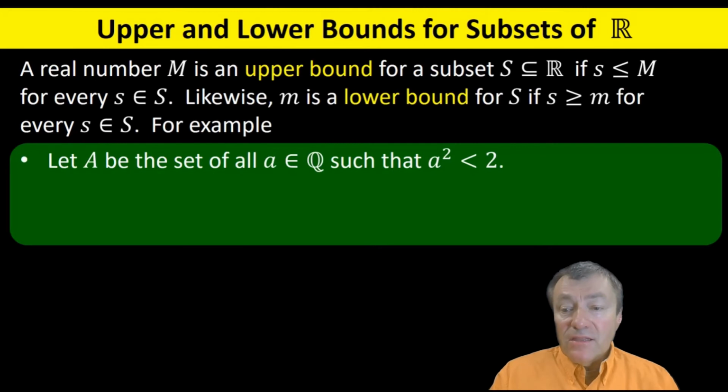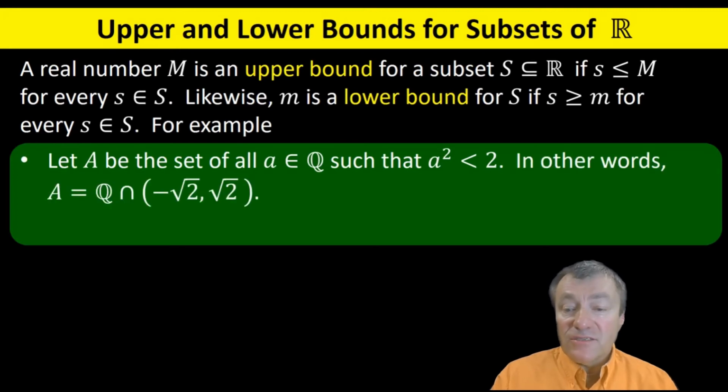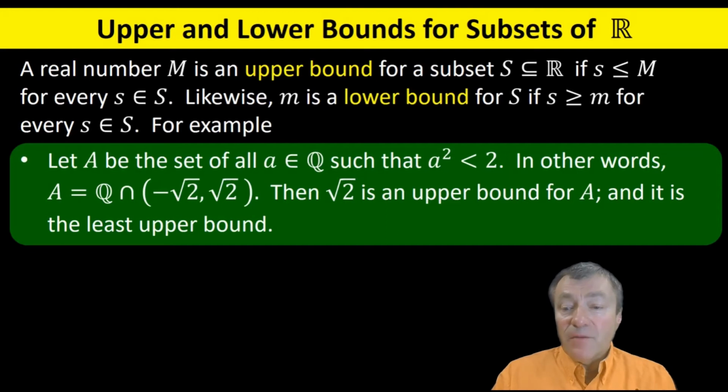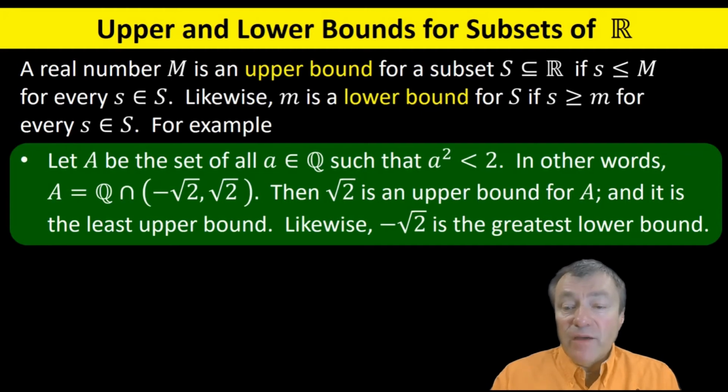Another example, let A be the set of all rational numbers whose square is less than 2. Here is another way to think of this set. Take the rational numbers intersect this particular open interval. This set has an upper bound of square root of 2, and in fact, this is the best upper bound. It's the least upper bound. The set A is also bounded below. We can take minus square root of 2 as a lower bound for the set A. This is again the best you can do. Minus square root of 2 is the greatest lower bound.